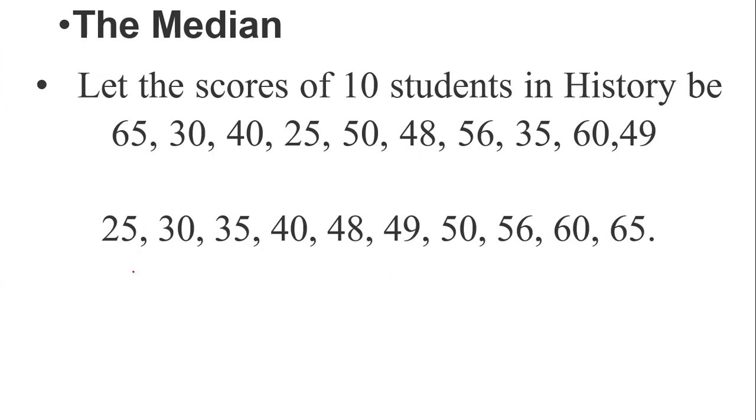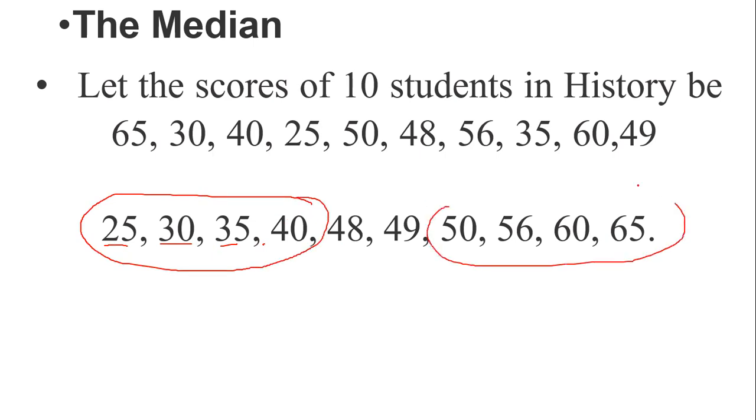When you are looking at them now, you have to distribute them evenly. Because there are 10 numbers, divide them into 2 equal parts. We have 1, 2, 3, 4 on the lower part, and you also have 4 on the upper part. So you have 25, 30, 35, 40, and then you have 50, 56, 60, and 65. You remain with the 2 numbers in the middle, 48 and 49.